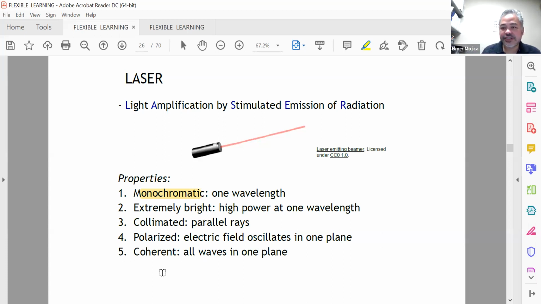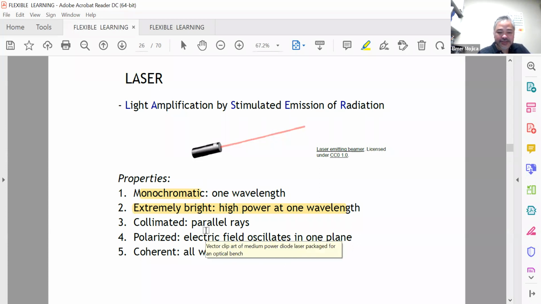Those are the line sources that I have in what we call Raman. But I also use some high-powered lasers that, when we double or triple the frequency, will become a much longer wavelength, from shorter wavelength to longer wavelength. Extremely bright. It has a high power at one wavelength. It's collimated, or has parallel rays.